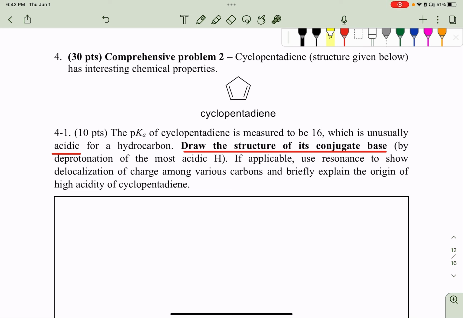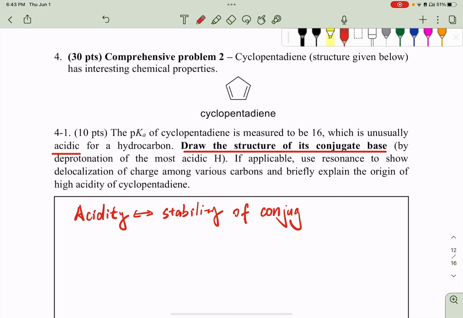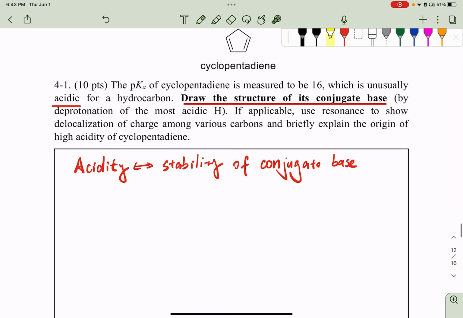When we're talking about acidity, you should instantaneously link acidity with stability of conjugate base. If you're going to remember anything in this class, please remember acidity: a more stable conjugate base leads to a more acidic molecule.